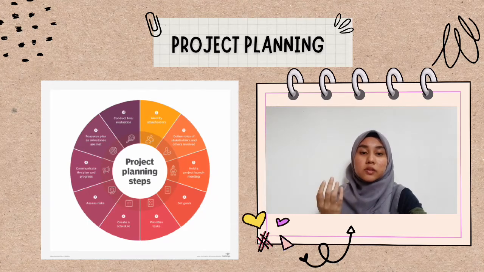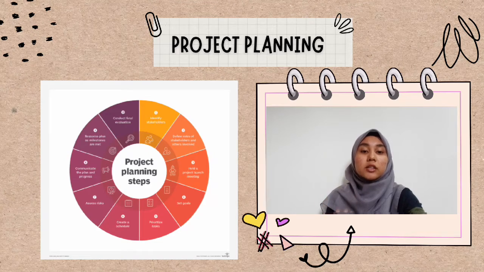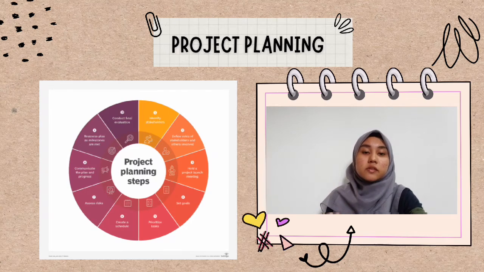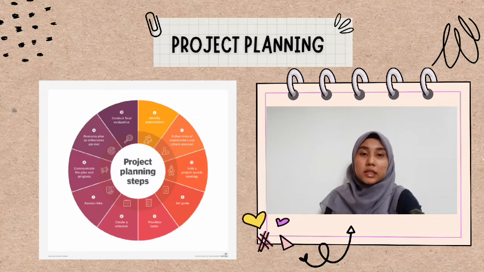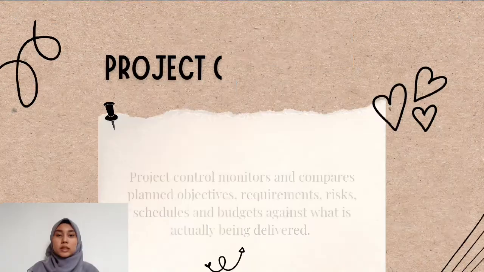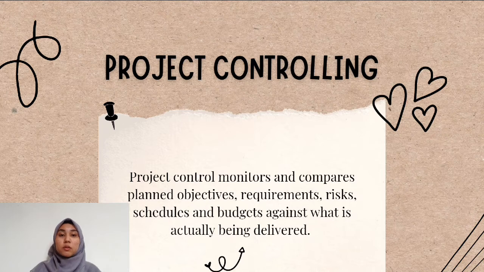As milestones are met, revisit the project plan and revise any areas that are not meeting expectations. And lastly is about final evaluation. Once the project is complete, performance should be evaluated to learn from the experience and identify areas to improve. So these are 10 project planning steps. The last slide we talk about project planning.